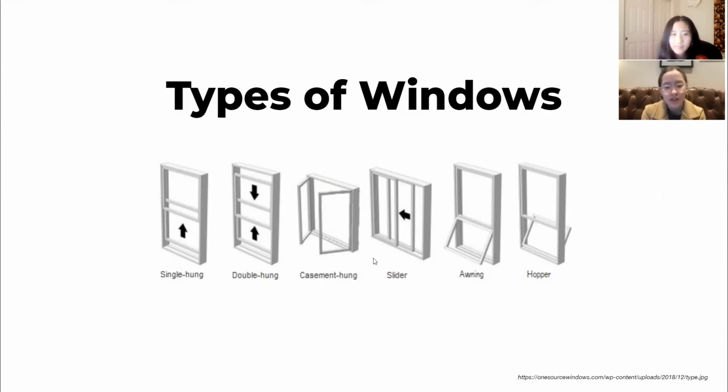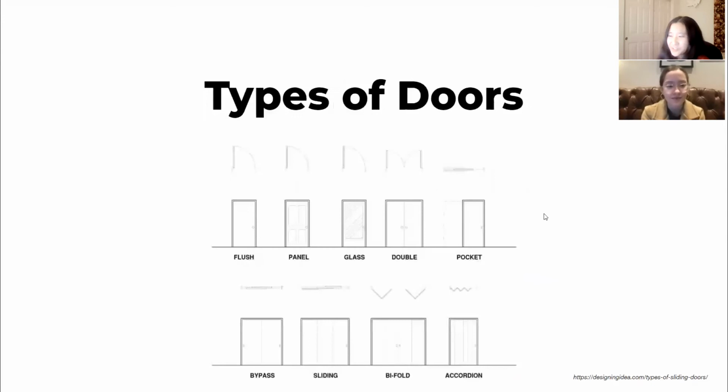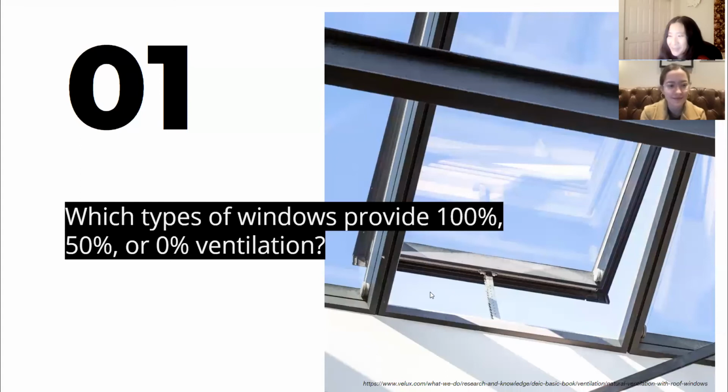More types of windows that are discussed in the lecture, but not in this slide, are skylights and roof windows, which can both be operable or fixed. Now to talk about the different types of doors. You can have a lot of flexibility with the size and dimension of the doors, so we'll mainly be talking about the operability. So we have flush, panel, glass, double, pocket, bypass, sliding, bifold, and accordion doors. As you can see from the floor plan sort of drawing of these doors, you can see how they sort of open. Now we will be going over windows and what type of ventilation they provide.